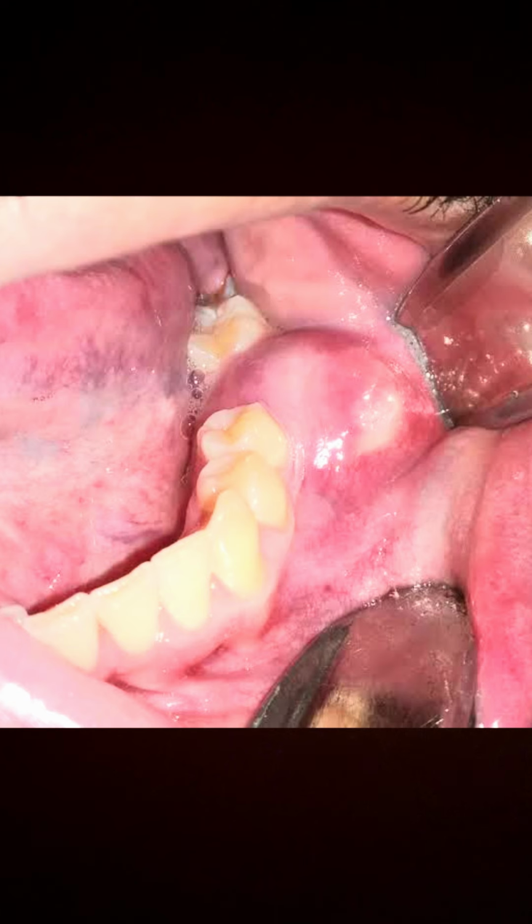Carnoy solution is 3 ml of chloroform, 6 ml of absolute ethanol, 1 ml of glacial acetic acid, and 1 gram of ferric chloride. Carnoy solution is a tissue fixative which penetrates bone to a depth of 1.54 mm. Modified Carnoy solution is without chloroform.